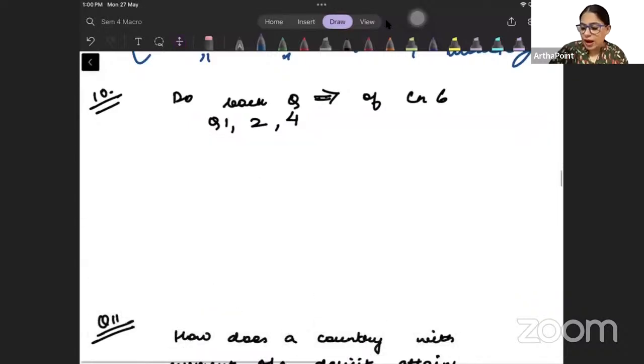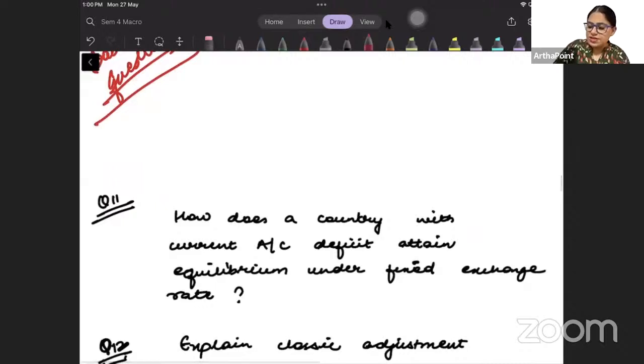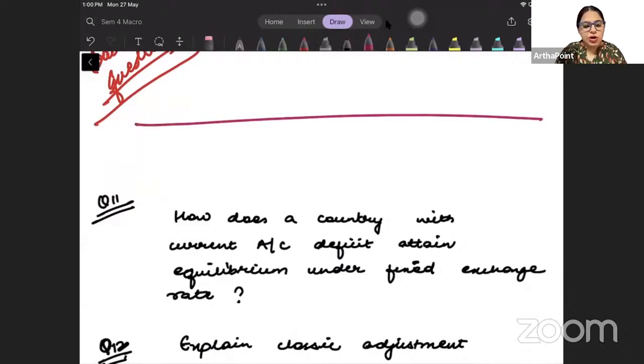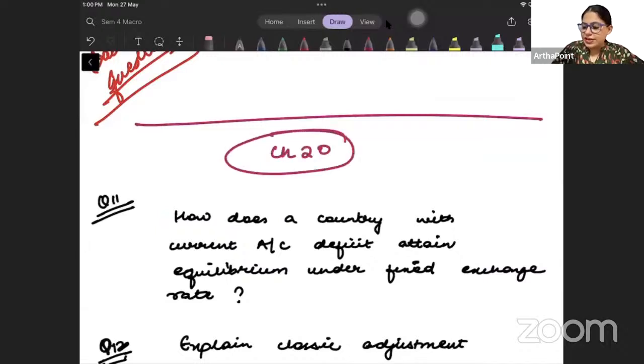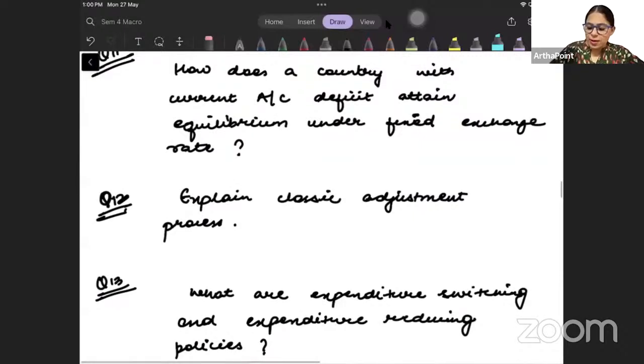Okay, now from chapter 6, there are some important back questions that you must cover. So do question 1, question 2, and question 4 from the back questions of this book. These are important back questions. Okay, this is it from chapter 6, beta. Let us continue now. The next thing in your reading is chapter number 20, right? And these are the important questions from chapter 20.